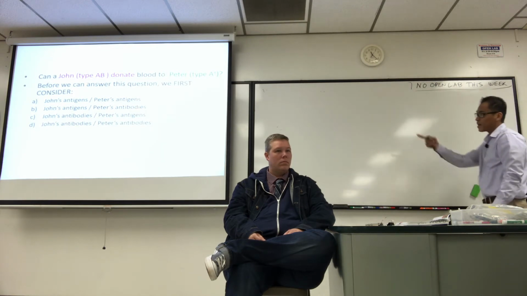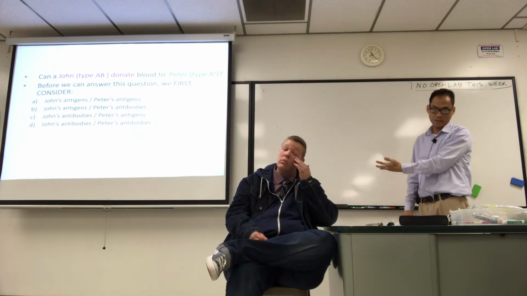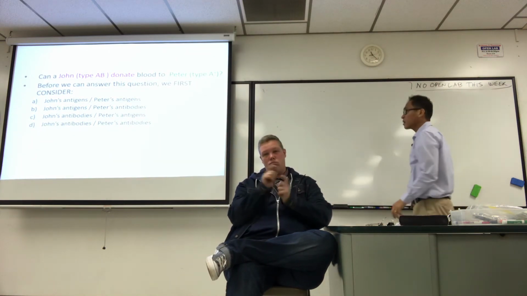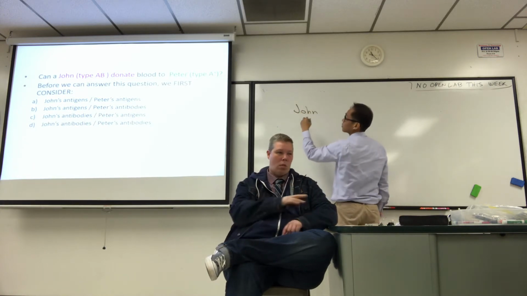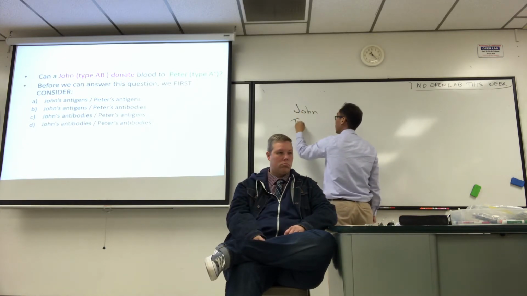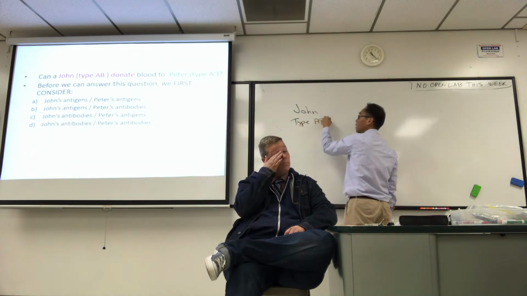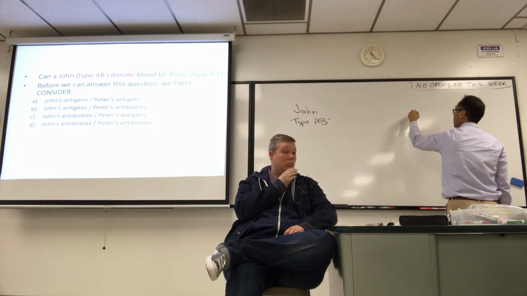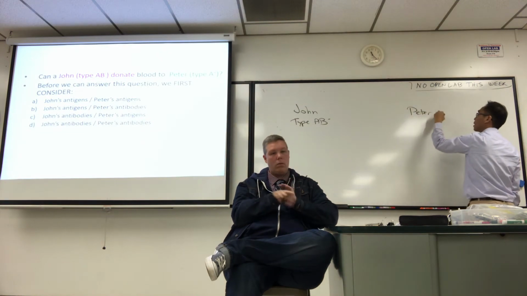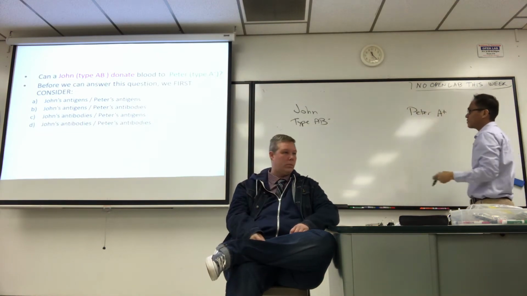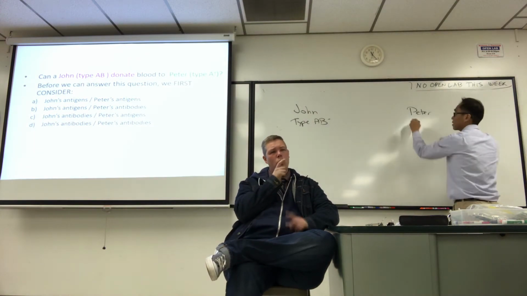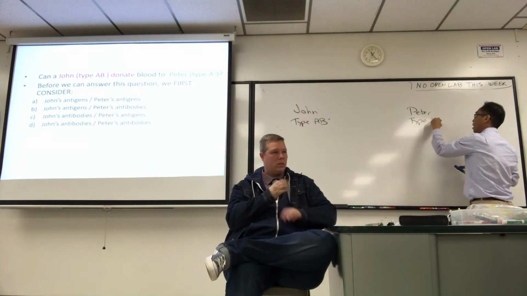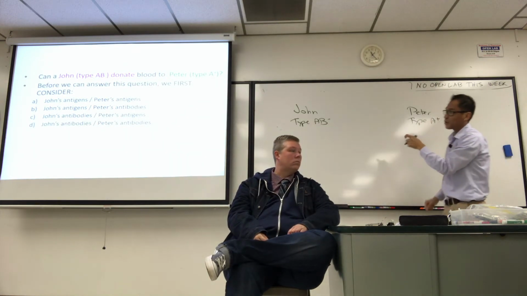Okay, so anyways, let's say we have a simple situation where one person is giving to another person. John and Peter. John is type AB negative. Peter is A positive. And you always have to designate, well, who's the donor, who's the recipient? John's the donor.